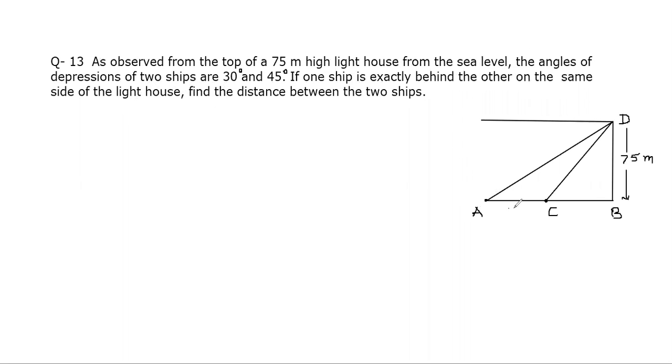Suppose their separation is X and angles are 30 degrees and 45 degrees. Since the observer is here, we will make angles 30 degrees and 45 degrees here also. Now this will be the angle of depression. Here suppose CB is Y.